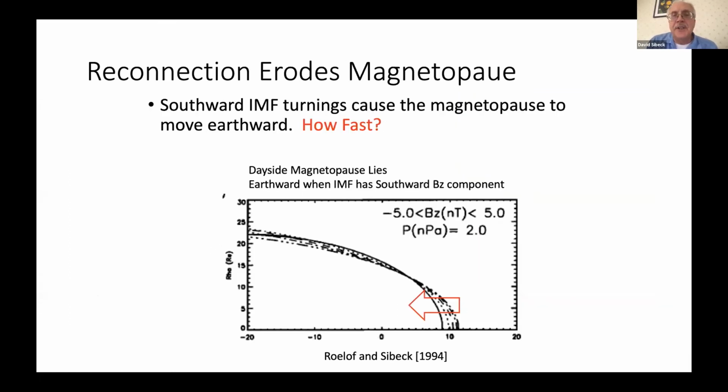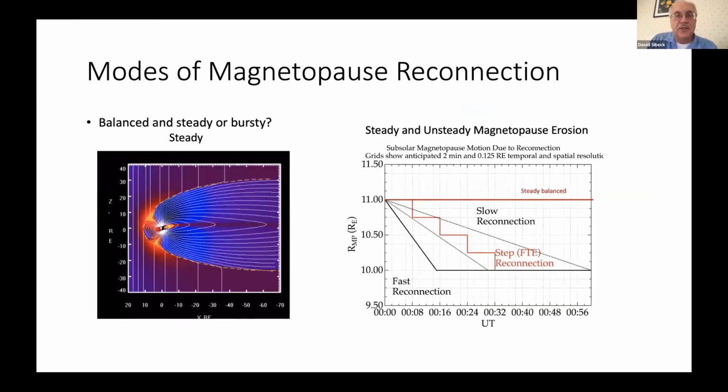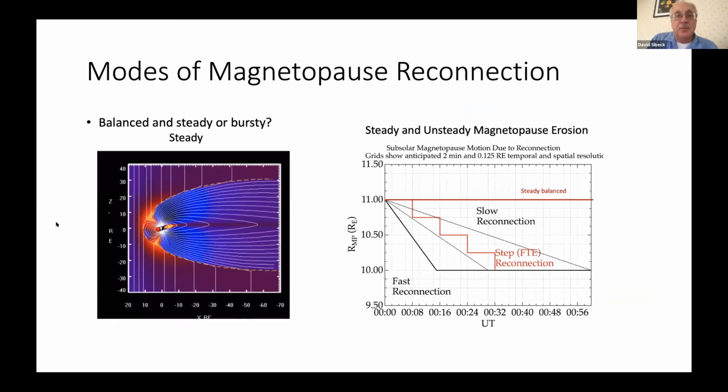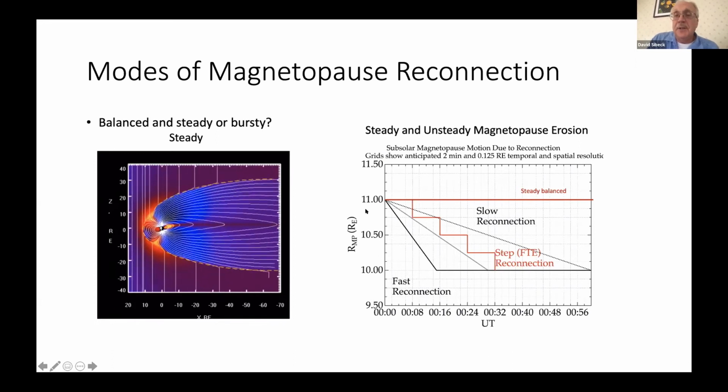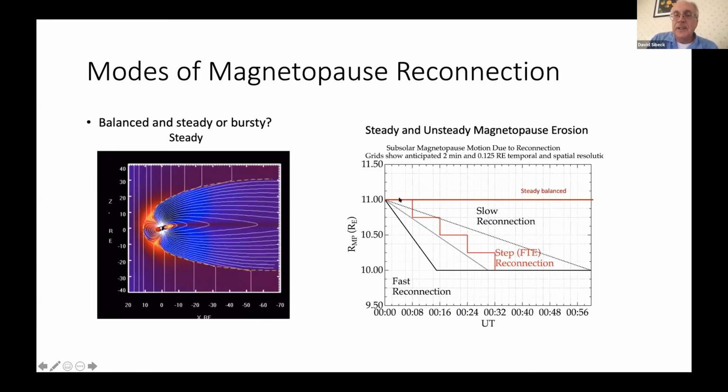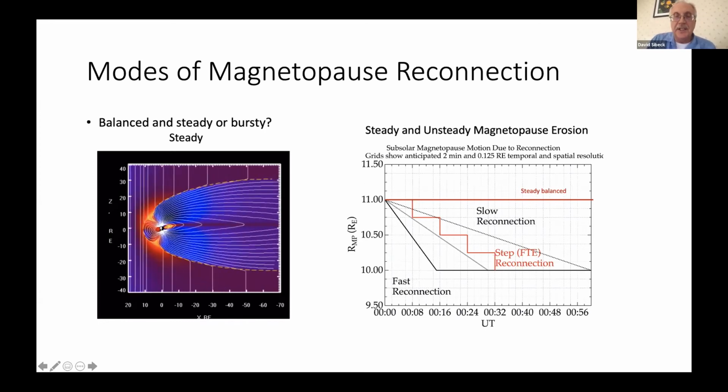In any case, reconnection erodes the magnetopause. We all know that the dayside magnetopause moves inward when the IMF turns southward. We could ask the question, well, how fast? How fast does it move following a southward IMF turning? Well, if reconnection on the dayside were balanced by that in the magnetotail, the magnetopause wouldn't even move inward at all because all the flux eroded would be immediately replaced. But if it isn't immediately replaced, the magnetopause might move in very quickly. Dayside magnetopause moves closer to Earth quickly or slowly, or it might move in steps, each step being the removal of flux by 1 FTE.